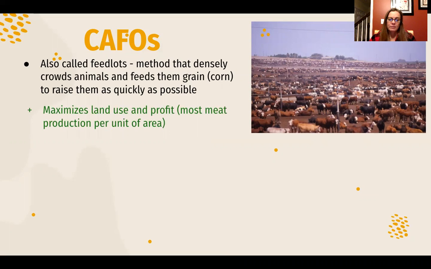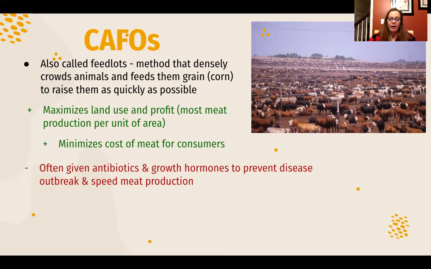We use these because they maximize land use, which of course maximizes profit because you make the most meat production per unit area possible. This, of course, minimizes the cost of meat for consumers. On the downside, this tends to increase antibiotic use as well as growth hormone use. The antibiotics are used both to prevent disease and to speed meat production.